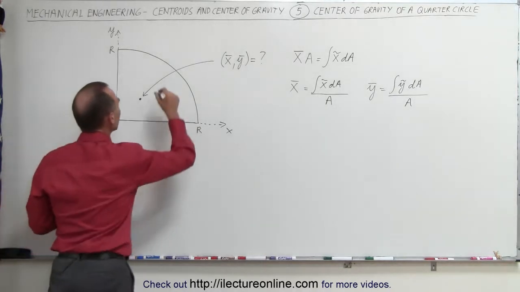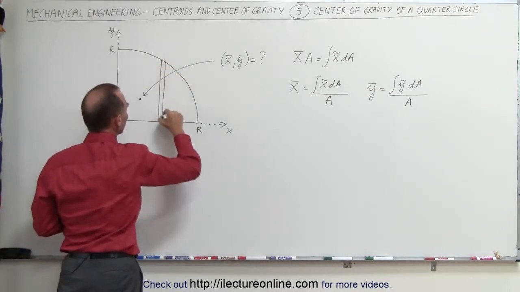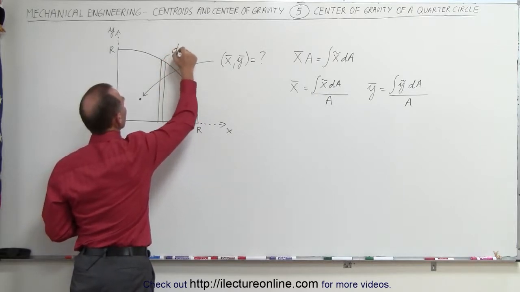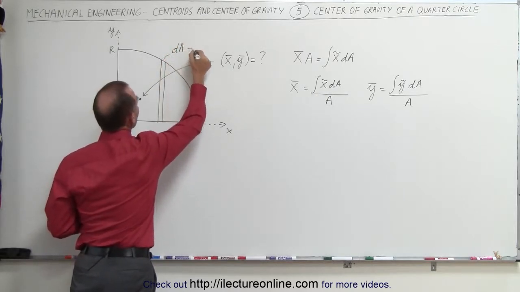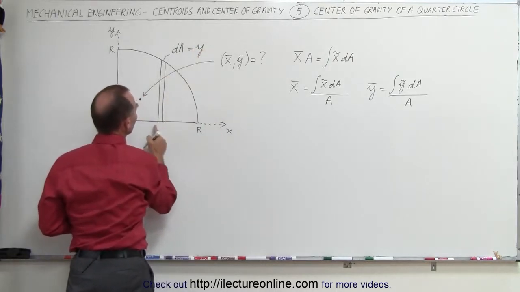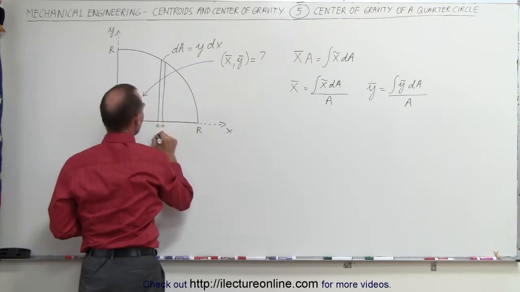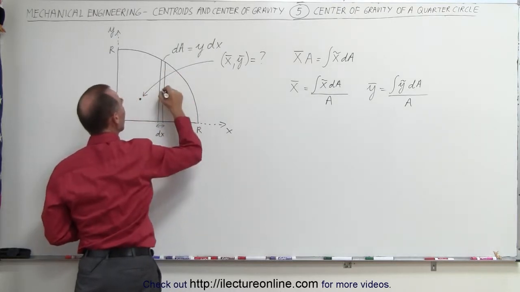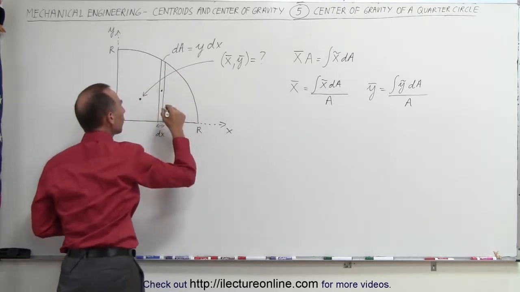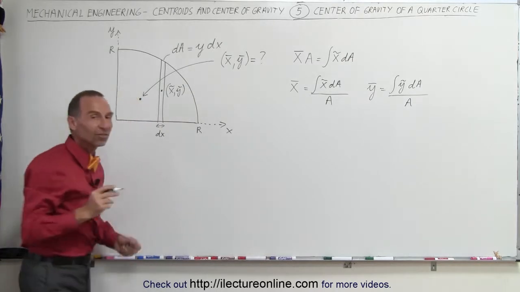Well, what we're going to do here is take a small little slice, and this little slice will be our small little dA. Notice that dA is equal to the height of that slice, which would be equal to y, times the width of the slice, which would be a small little dx. So this here is a small little dx, and the height is a small dy. And we can take the x and y coordinates of that little point, so this would be x, and the y coordinate of that little slice.